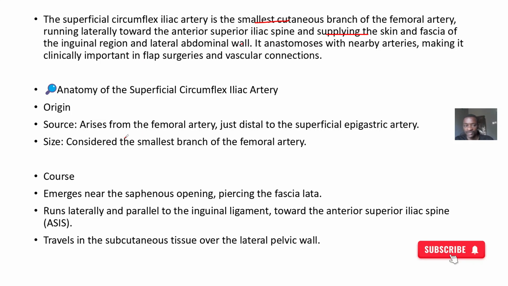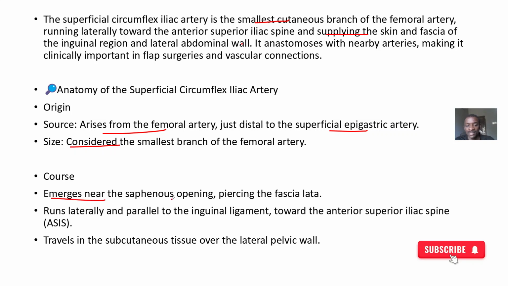So what's the origin? It arises from the femoral artery, just distal to the superficial epigastric artery. Okay, so size: it is considered the smallest branch of what? Femoral artery. So how about the course?